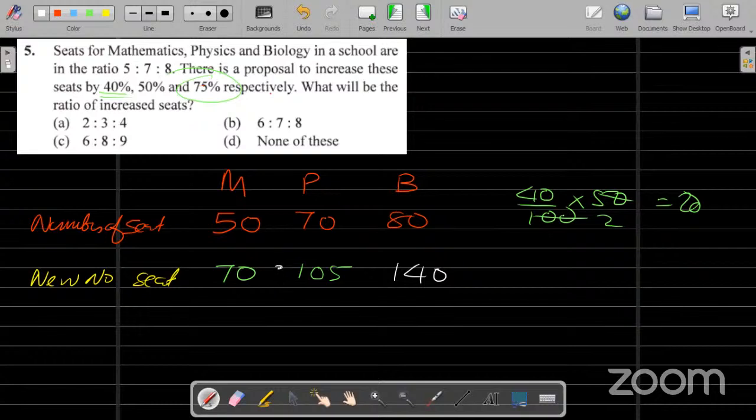Now these are the new seats, and each number is divisible by 35. 70 by 35 is 2, 105 by 35 is 3, and 140 by 35 is 4. So the new number of seats of maths, physics, and biology are in the ratio 2:3:4. Okay, so we'll move on to the next question.